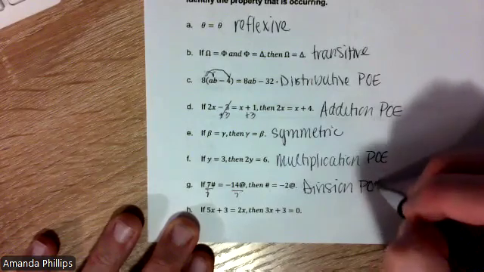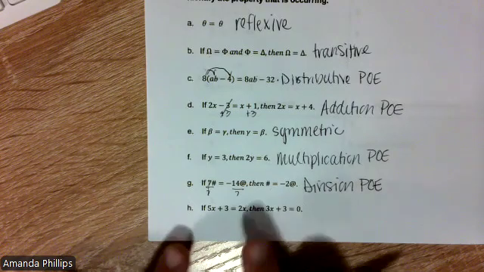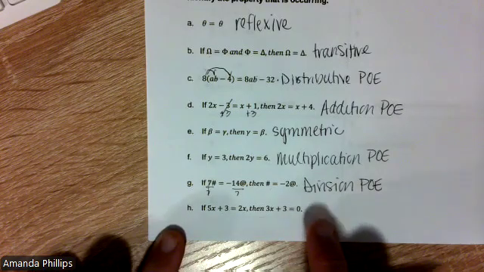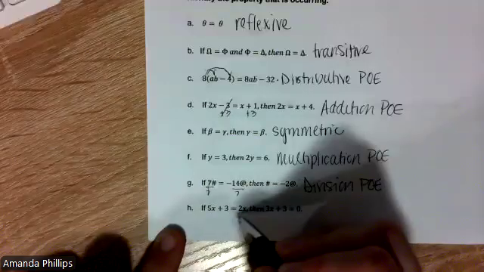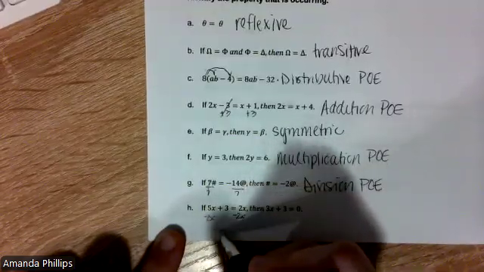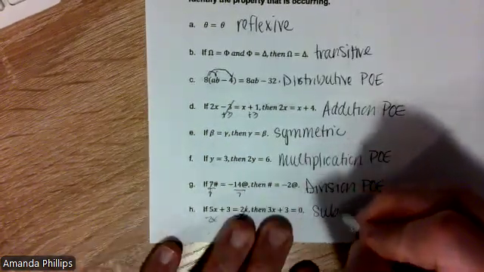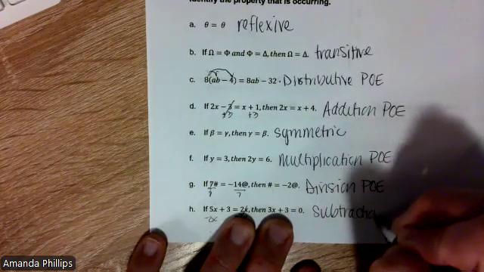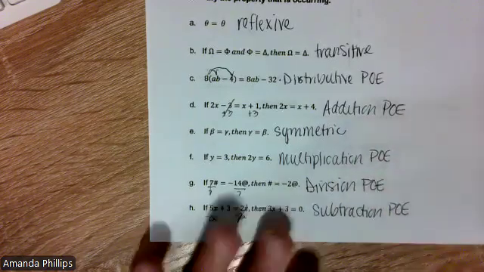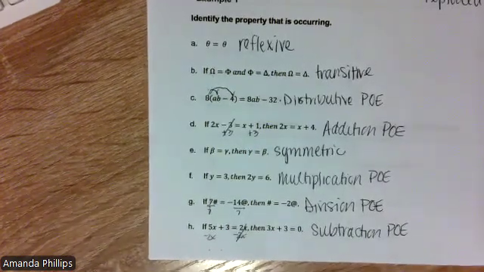I promise they're not all this weird looking, okay? H, if 5x plus 3 equals 2x, then 3x plus 3 equals 0. Well, what did we do? We took away the 2x from both sides, and that gave us 3x plus 3 equals 0. So this is our subtraction POE. Okay? All right. Now, that's identifying them.